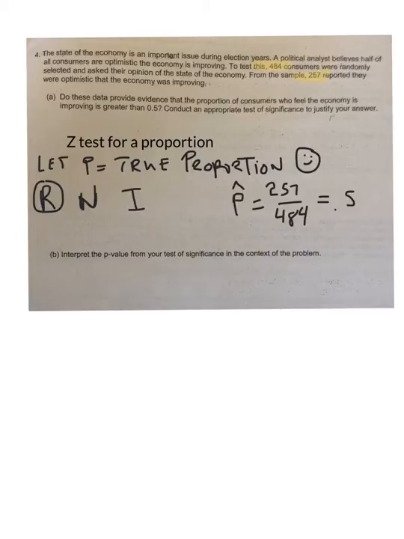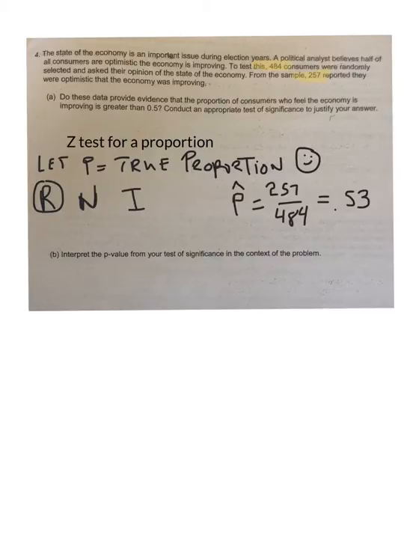Okay, now, we, of course, have to do random, normal, independent. So random: it wasn't a random sample. Normal: well, we got to get our proportion. So the sample proportion, that's p hat, is going to be 257 over 484. And it comes out to be right around 0.53. So that's equal to 0.53.